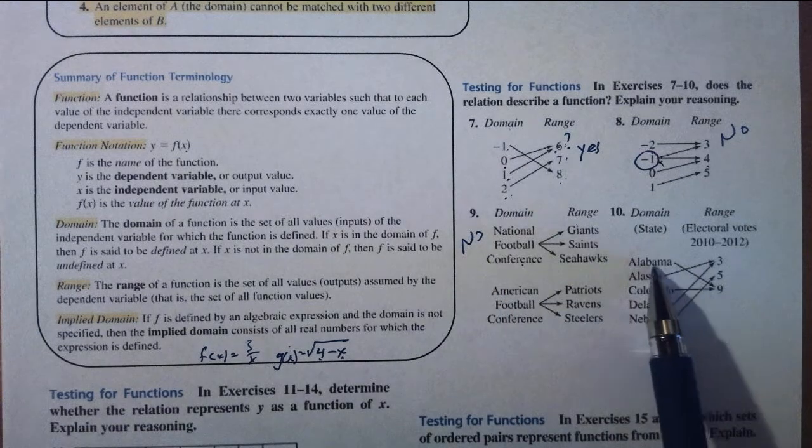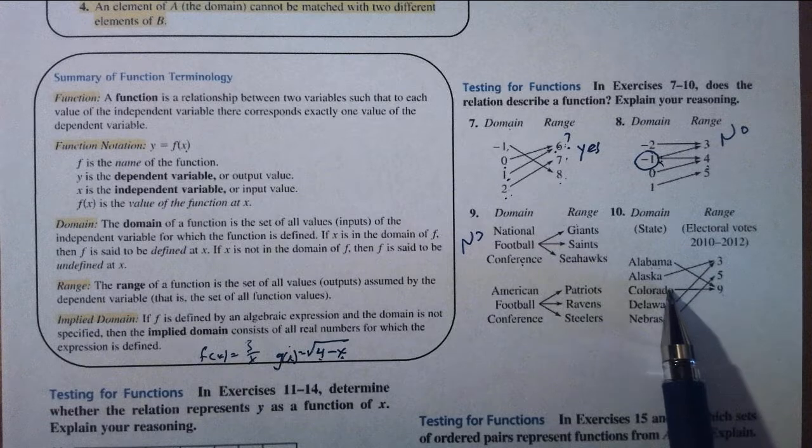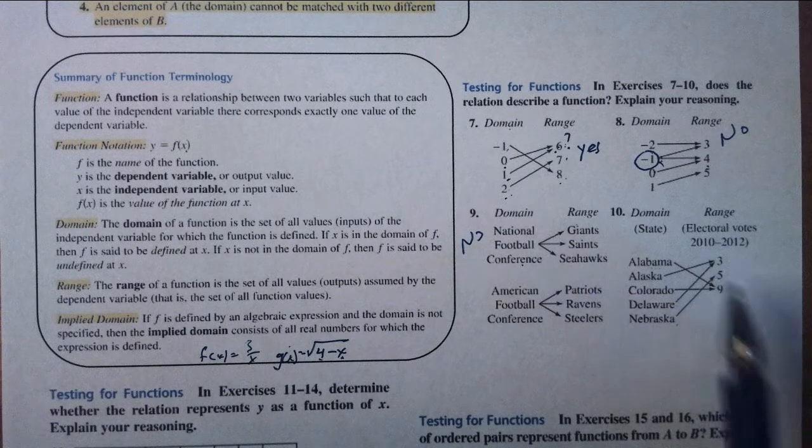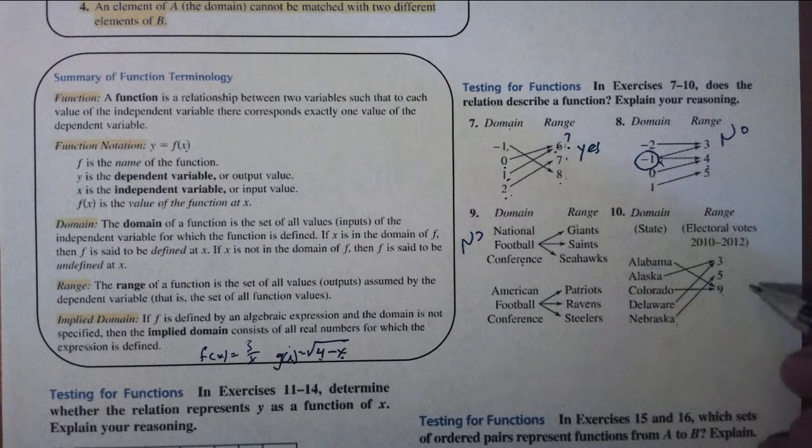In this case, if we start with Alabama, we know we turn it into a 5, and Alaska gets turned into a 3, and Colorado gets turned into a 9, and Delaware gets turned into a 3, and Nebraska gets turned into a 5. Every element in the domain is assigned exactly one element in the range. Yes, this is a function.